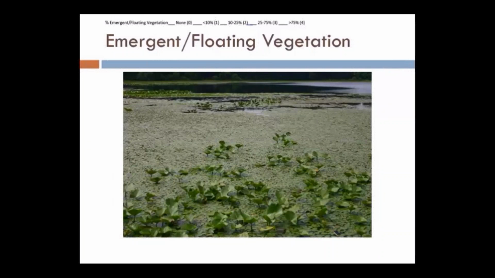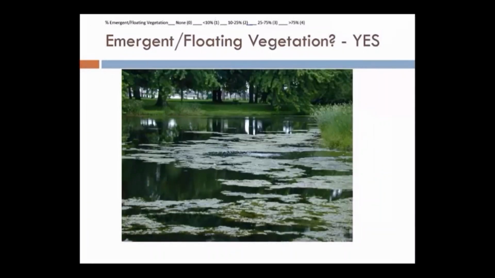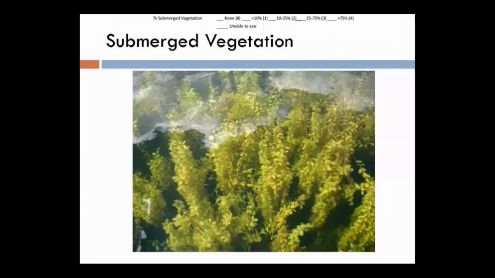Here's another example of a littoral area in the lake that has both floating and emergent vegetation. This photo shows floating algae on the surface of a lake. This floating algae can be counted as floating vegetation.